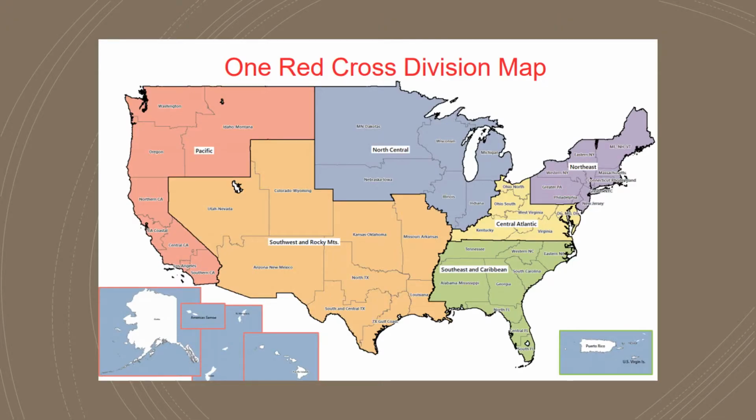Here are the 5 divisions for the American Red Cross. Celisa is the point of contact for the North Central Division. Tara is the point of contact for the Central Atlantic and Northeast Divisions. And Katie is the point of contact for the Southeast and Caribbean, Southwest and Rocky Mountains, and the Pacific Divisions.